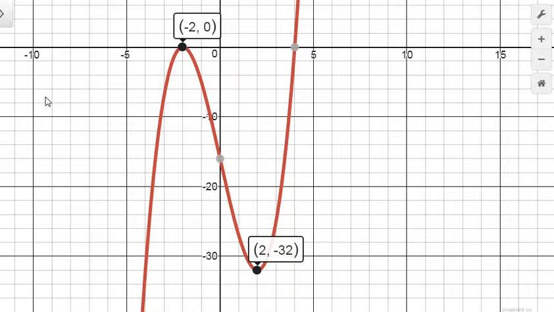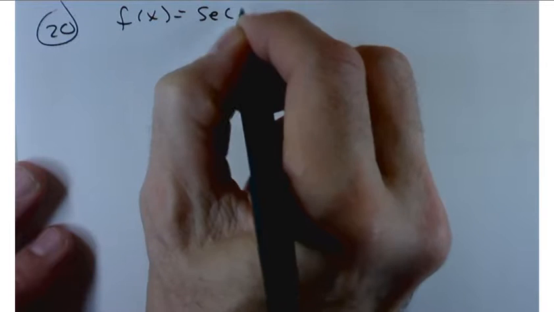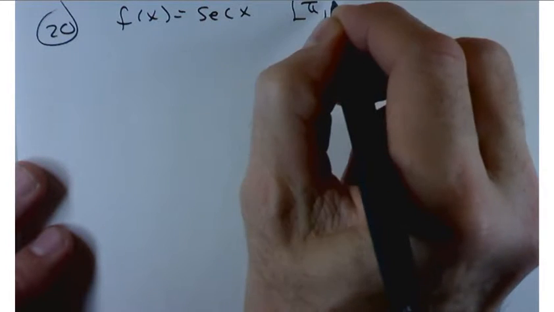Let's move on to problem number 20 since there's no other thoughts on problem number 12. This time we're going to look at the secant function. So f of x is secant of x on pi to 2 pi.